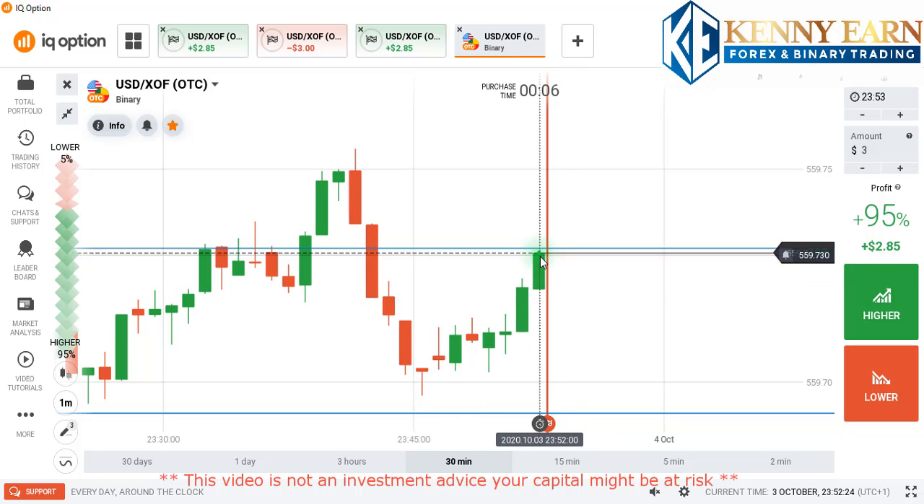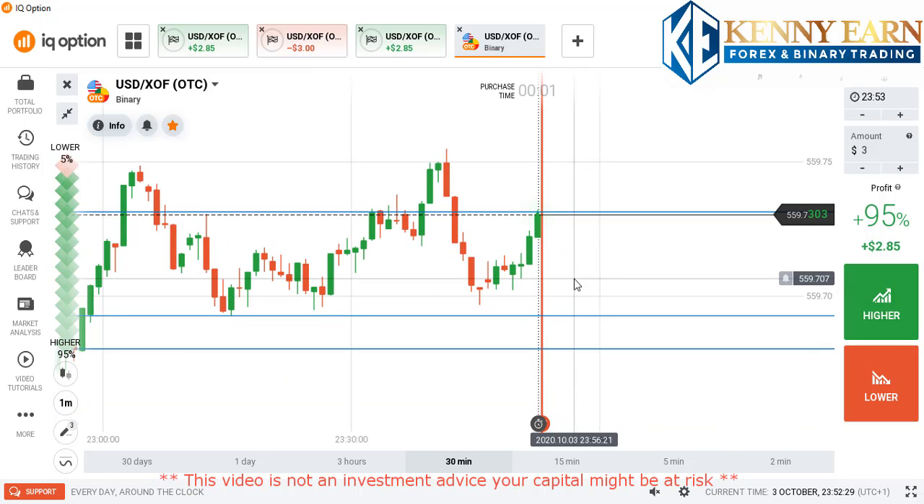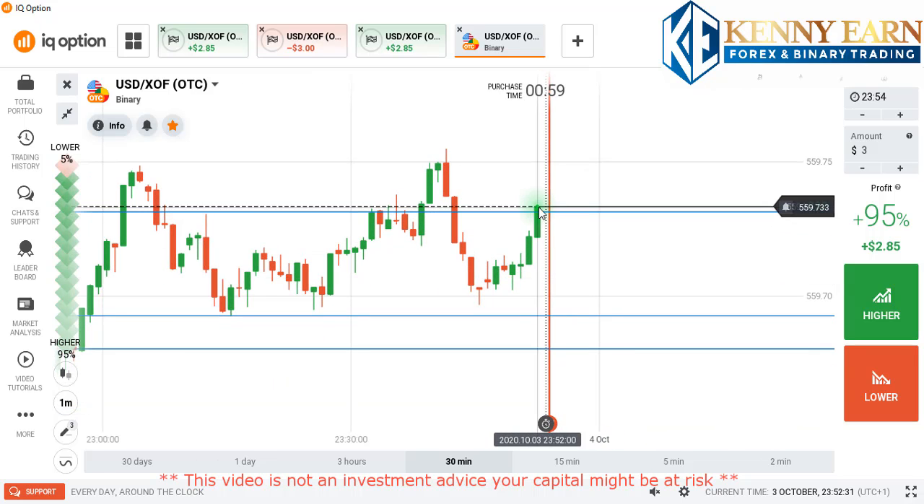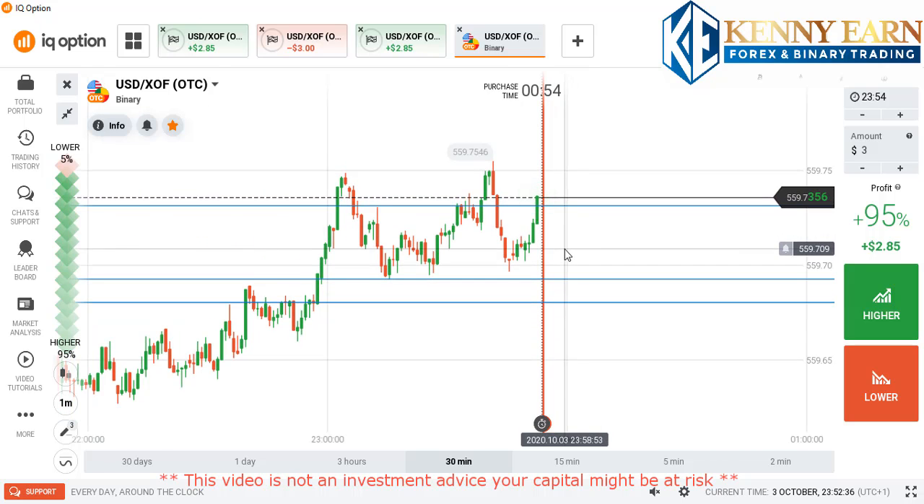Okay, buyers are already taking the market higher. I couldn't place my trade there because I didn't get a good entry point, but no need to panic. I'll place my trade on the next candle.